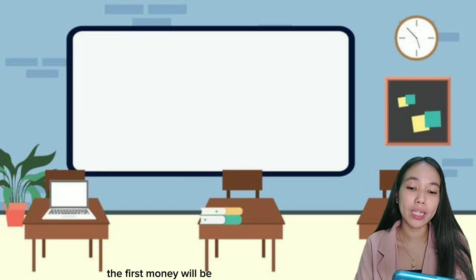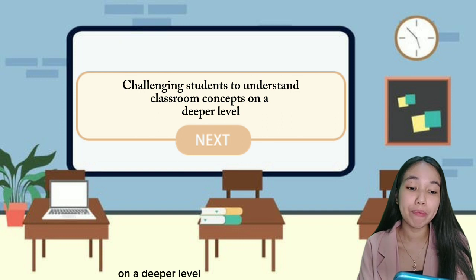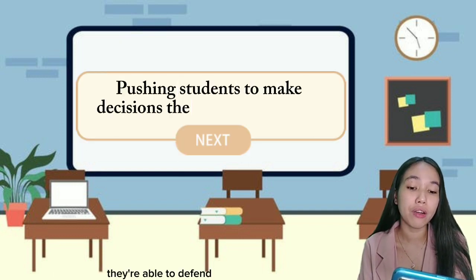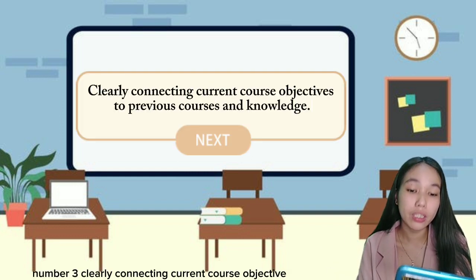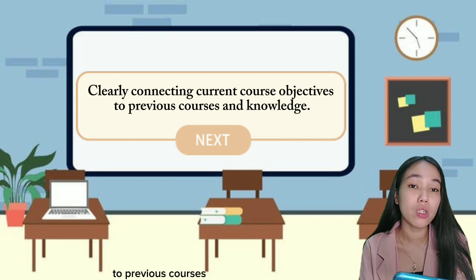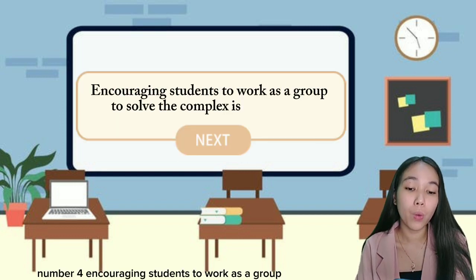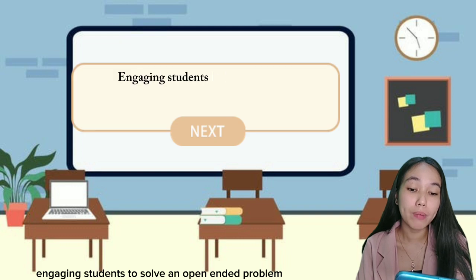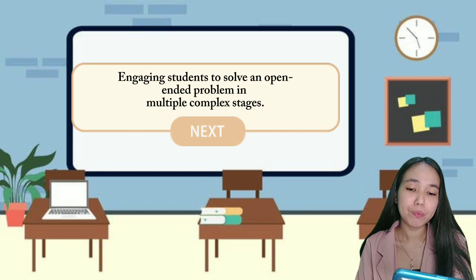The first one will be challenging students to understand classroom concepts on a deeper level. Number 2, pushing students to make decisions they're able to defend. Number 3, clearly connecting current course objectives to previous courses and knowledge. Number 4, encouraging students to work as a group to solve the complex issues at hand. Number 5, engaging students to solve an open-ended problem in multiple complex stages.